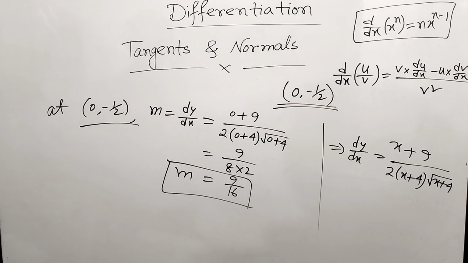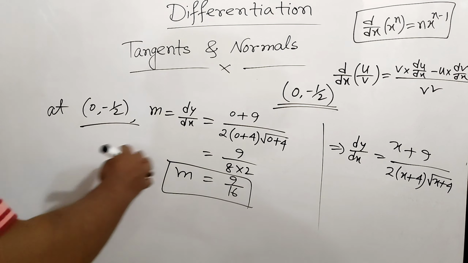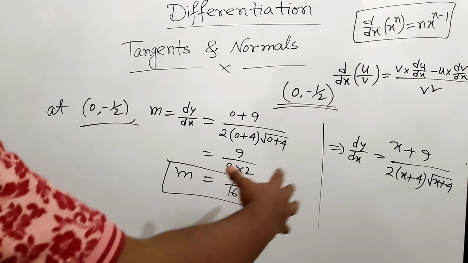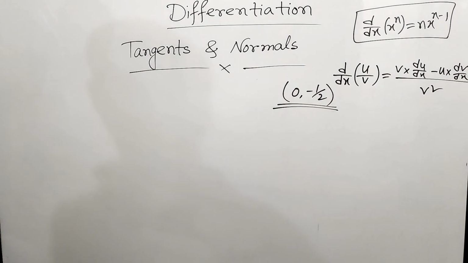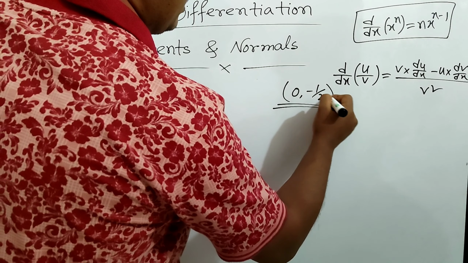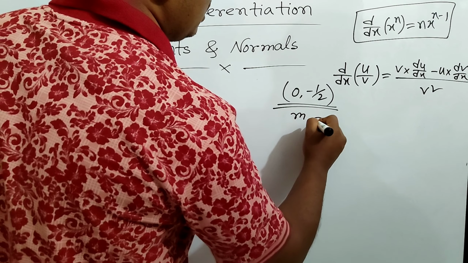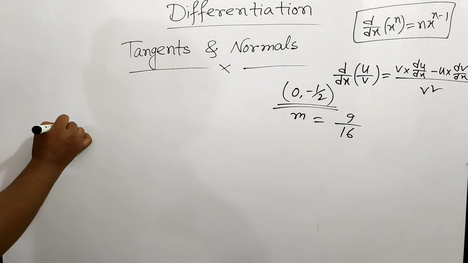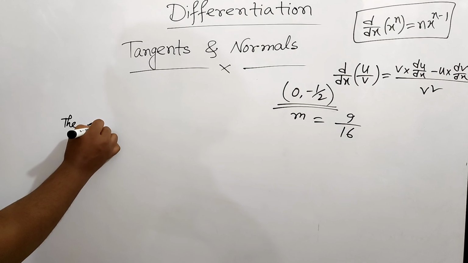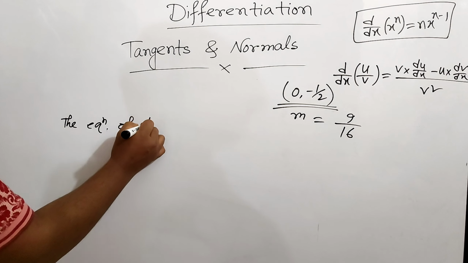and our point is 0 negative half. So now you can easily find the equation of the tangent and the equation of the normal. Okay, so our point is 0 comma negative half and m equal 9 over 16. So okay, now the equation of the tangent.